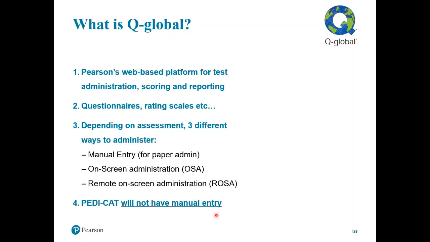So PEDI-CAT will only have these latter 2 options, what we call OSA and ROSA. It will not have manual entry because there's no paper version available for it. It is only available on QGlobal, so it's only available for on-screen administration where you're with the individual in person, or for remote on-screen administration.